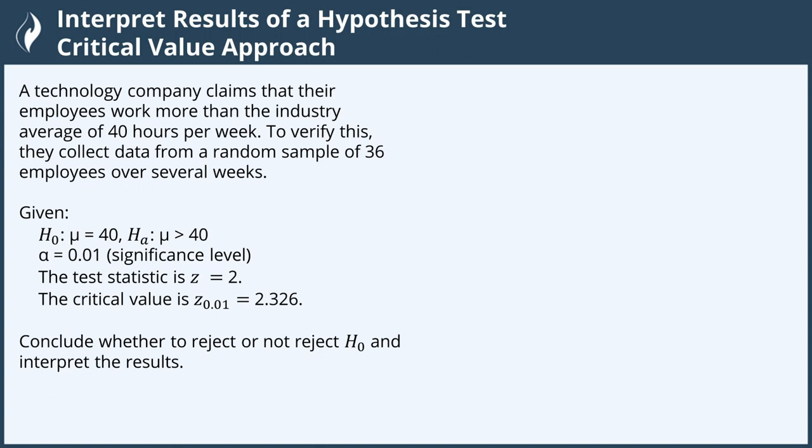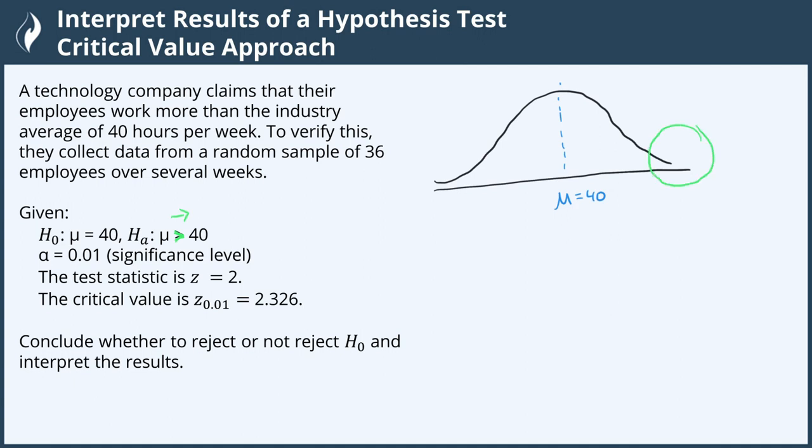Let's go ahead and draw us a normal curve so that we can label all of the information we were given. Right down the center is the average, where mu equals 40 hours. Looking at the alternative, we see that mu is greater than 40. The numbers that are greater are to the right on a number line. It's also pointing to the right, so we know this is a right-tailed test.